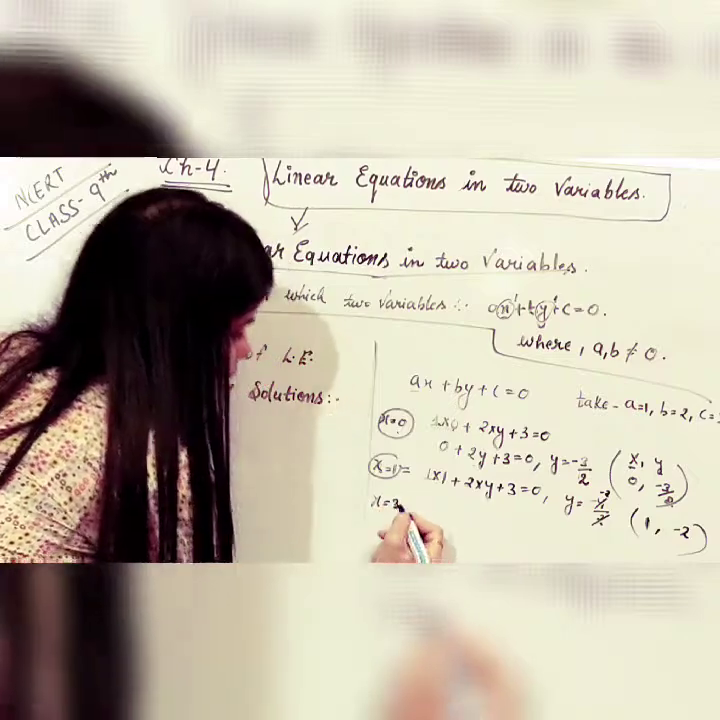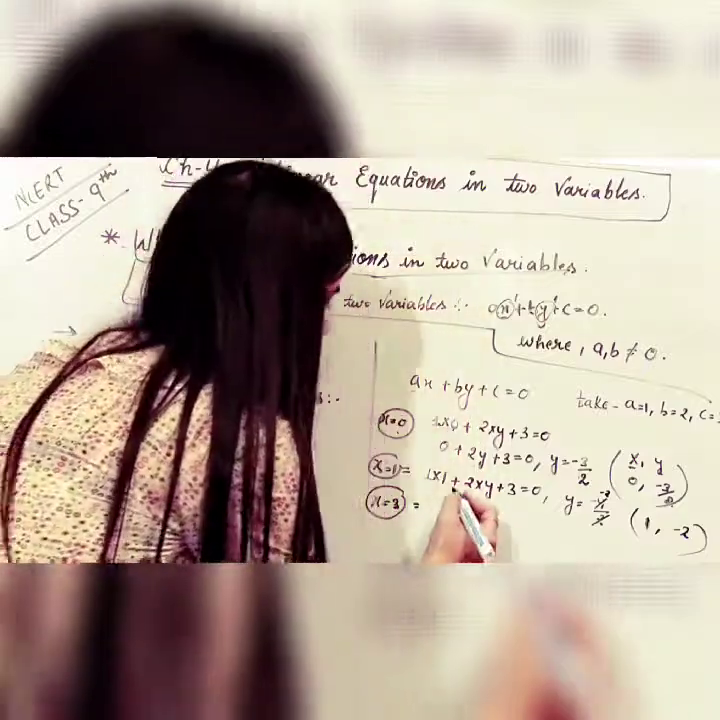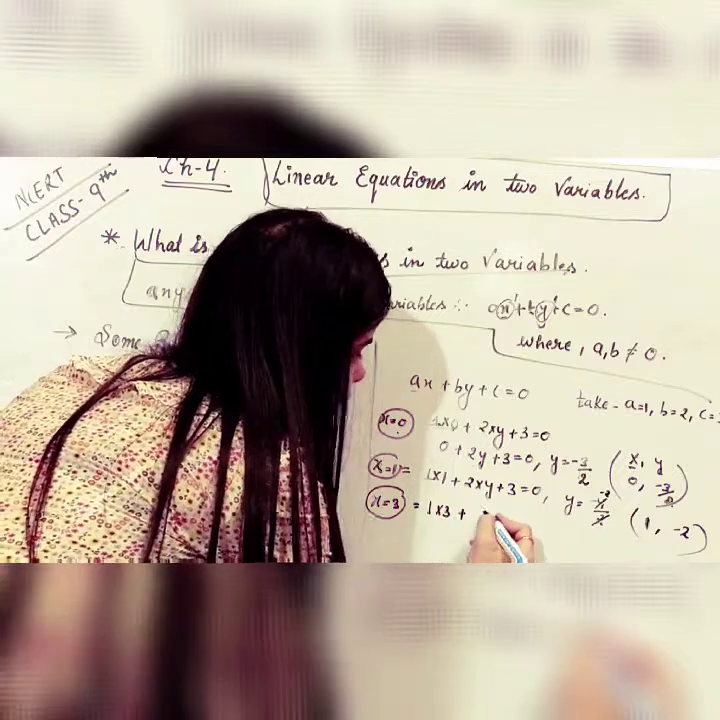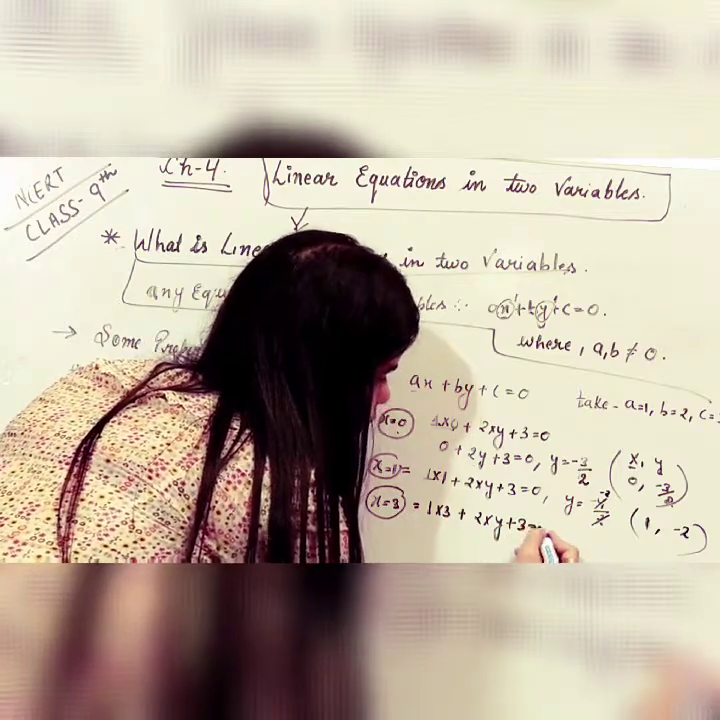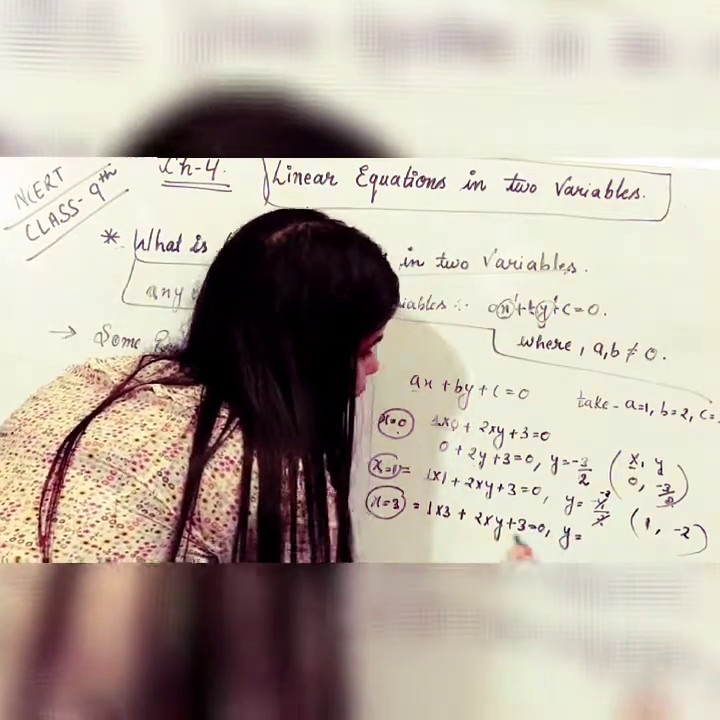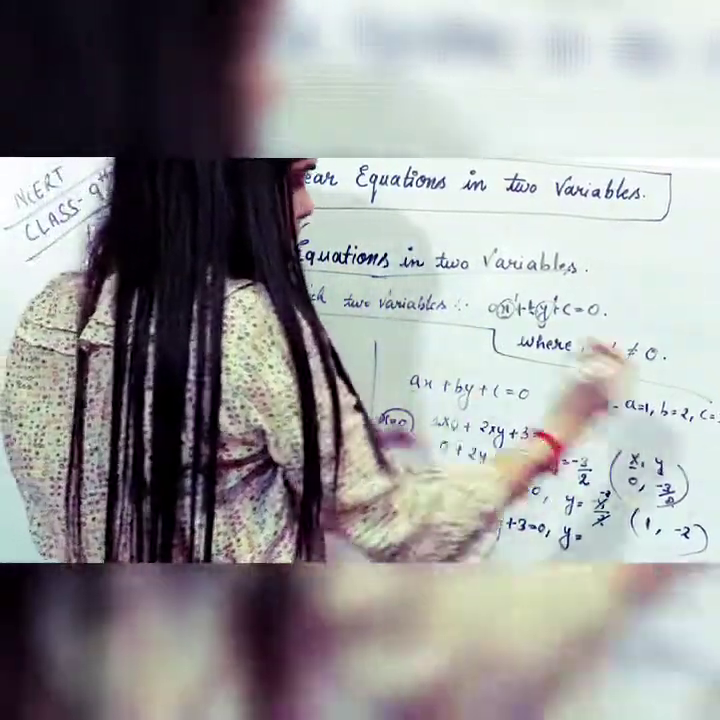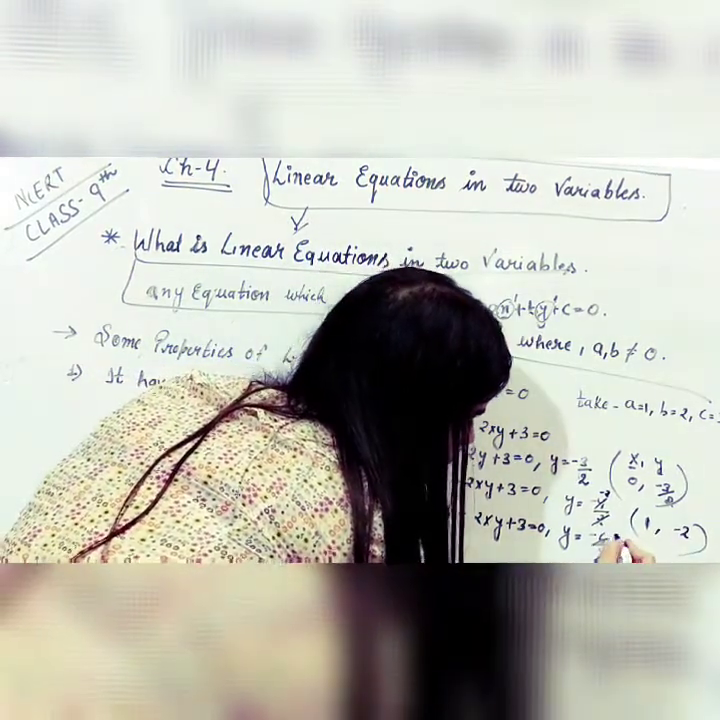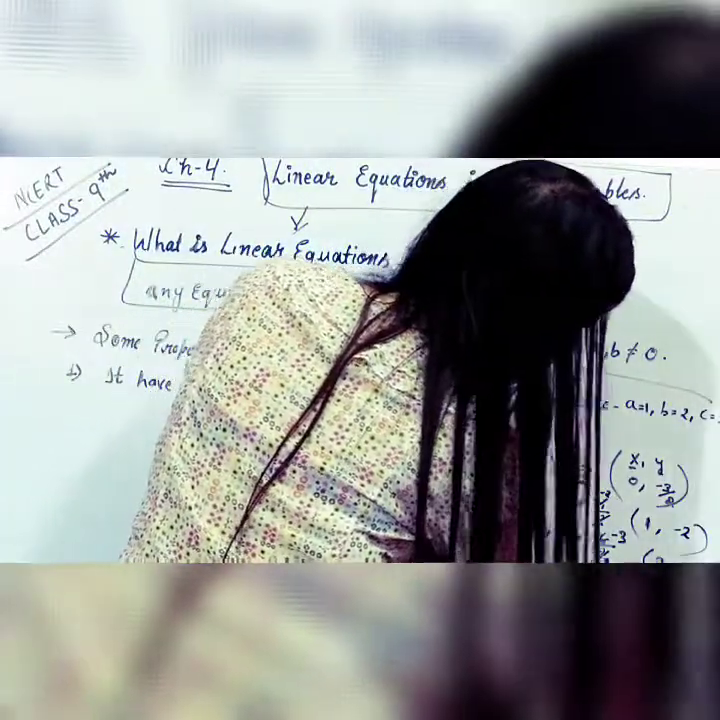If we take x equals 3, then the value of y will be: a 1 into x 3 plus b 2 y, which we have to find, plus 3 equals 0. Then we find y: 3 plus 3 is 6, which goes to the other side as minus 6 upon 2, and this cancels to minus 3. So the coordinates are x 3 and y minus 3.